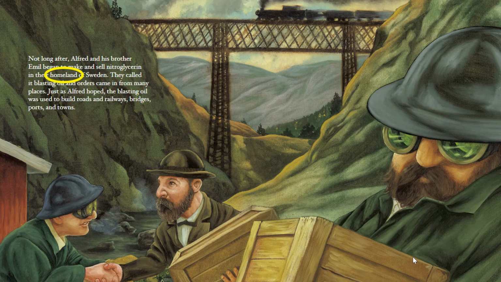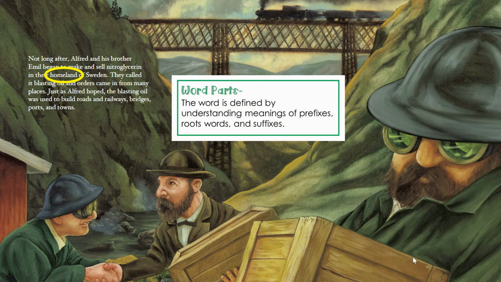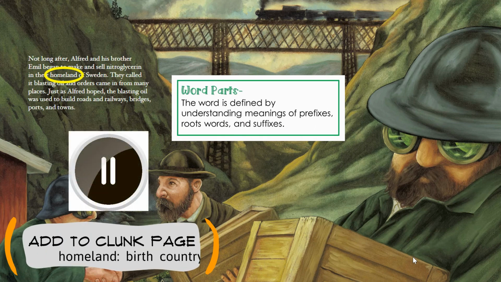Let's take a look at the word homeland. If homeland is a clunk for me and I don't know what it means, which one of our CLUNK strategies can we use to figure it out? If you said word parts, you're right. I know what the word home means, and I know what the word land means. So your homeland is the land or the country that you were born in.